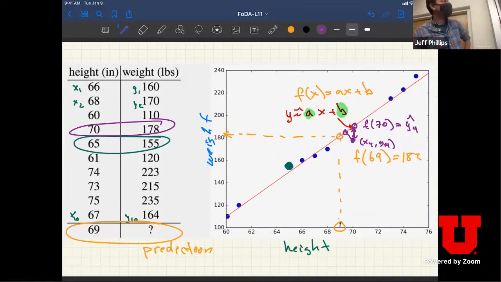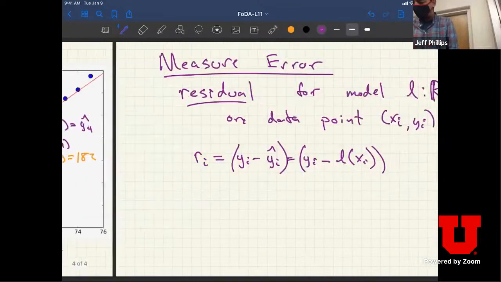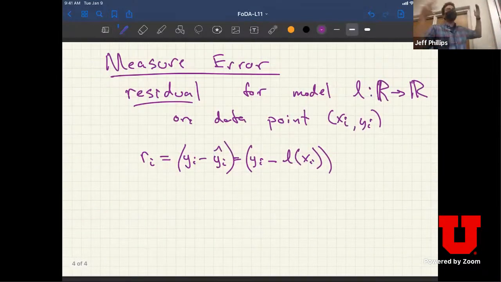Some of these data points have a positive residual and some a negative residual, and on average they should cancel out, right? So it's useful to think of them being signed, because then the average residual can actually be zero. That means that's probably a good thing.